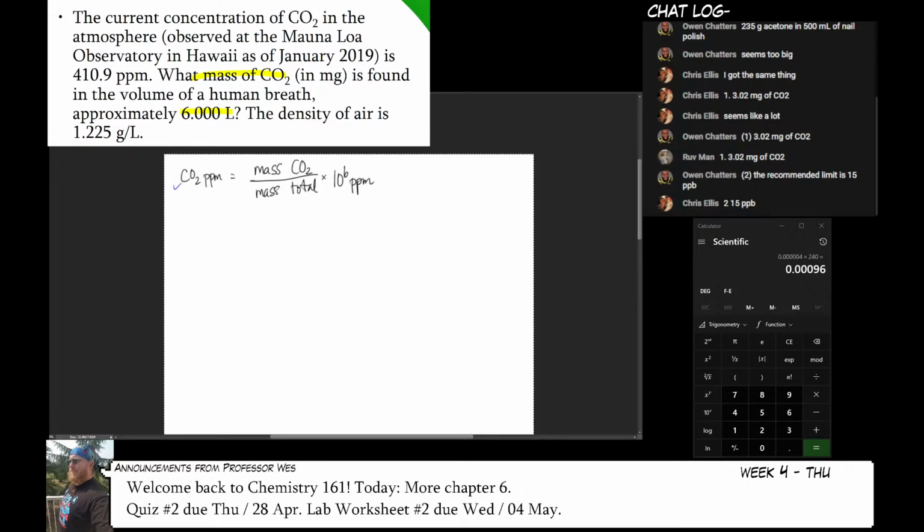It's 410.9. This is just a constant, and I know what the total mass of air is in the breath, because it'd be 6 liters times 1.225 grams per liter. That would tell me the mass of CO2 in that. So let's do that. So whatever our CO2 parts per million is over 10 to the 6 parts per million times the mass total. I'm starting to learn that if I don't lift the pen up, it doesn't do the annoying thing here. So I apologize that all my letters are going to be strung together here.